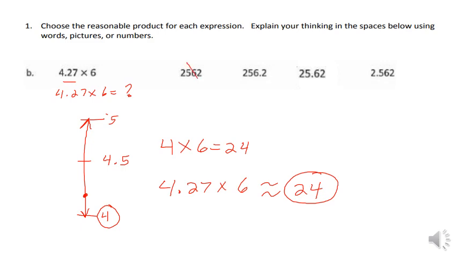So if I look up at the possible answers up here, I know my answer has to be close to 24. If I look here, this is 256 and 2/10. Now I have 25 and 62 hundredths. That's only 1 and 62 hundredths away. So this here looks pretty good right now. And the next one's 2 and 562 thousandths. That's no way. So by using our estimation, we were able to pick out the answer that was closest by knowing where that decimal place was.